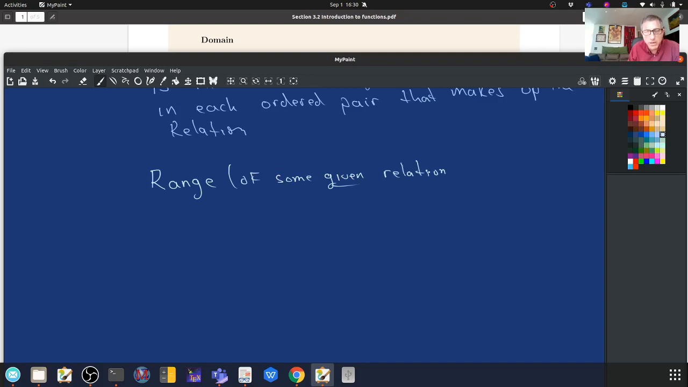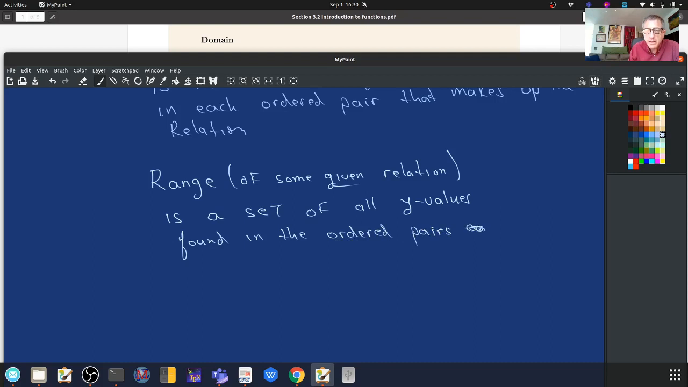Remember, a relation is what? A set of ordered pairs. So the range of a given relation is, what is it? It's a set. That shouldn't be a surprise to you. Of all y values found in the ordered pairs contained, just put, of the relation.